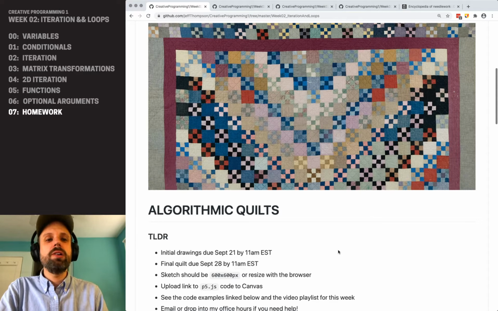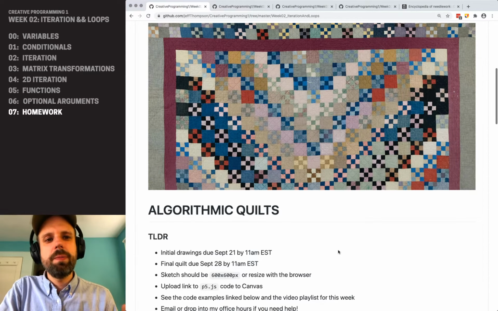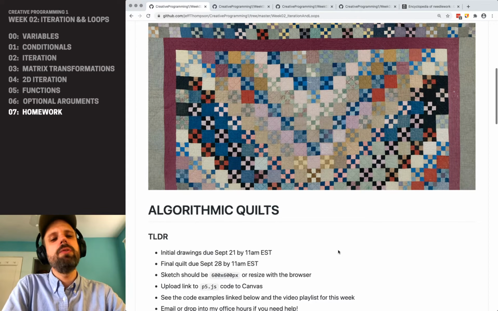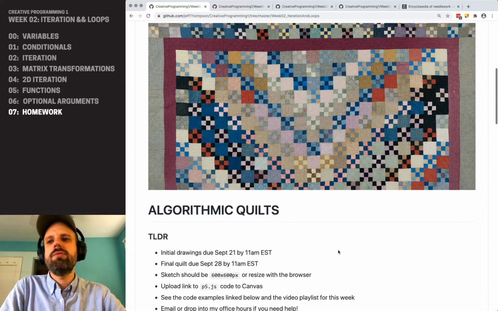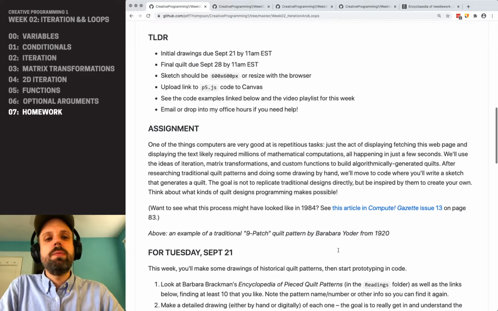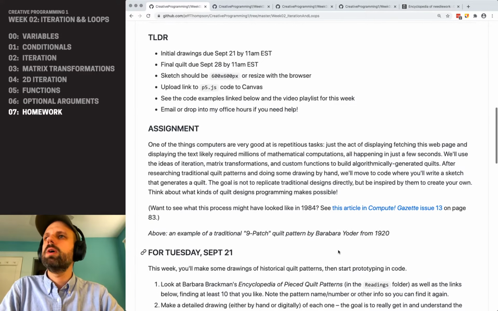So for your homework, you're going to be looking at traditional quilt patterns and other things that are similar and inspire you, making some drawings, then doing some sketching in code. And then a week from now, you're going to be refining that sketch and finishing up your own quilt. So let's talk through what's happening here. Essentially, this is a 2-week assignment, so you're going to be doing some initial drawings and some work, and then in 2 weeks, the final version is due.